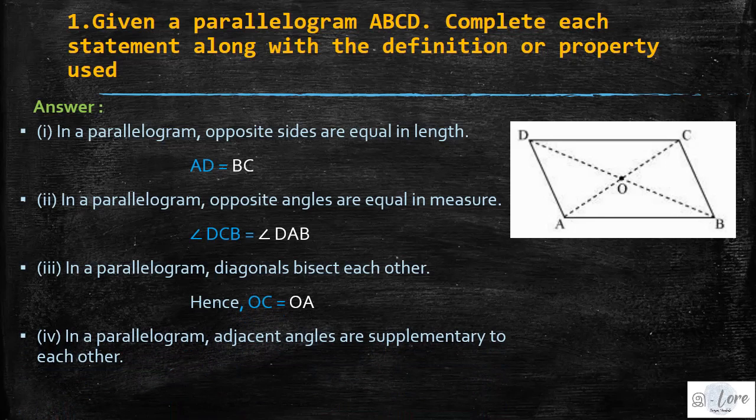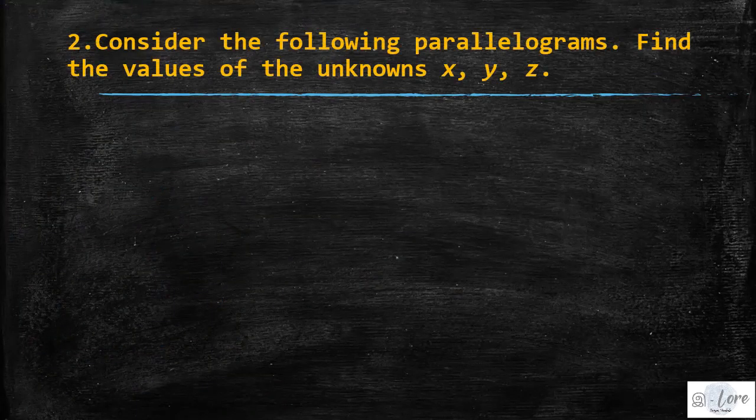In a parallelogram, adjacent angles are supplementary to each other. The adjacent angles are represented here: angle DAB plus angle CDA is equal to 180 degrees. When adjacent angles are supplementary, we can say the sides are parallel, and we can use the parallel sides and transversal concept. Similarly, for all the adjacent angles, the sum will be 180 degrees. Okay.